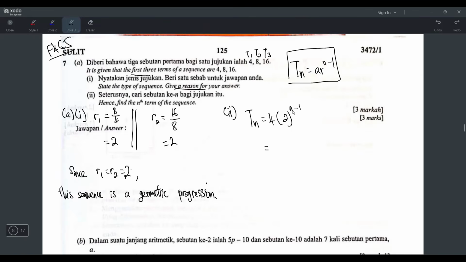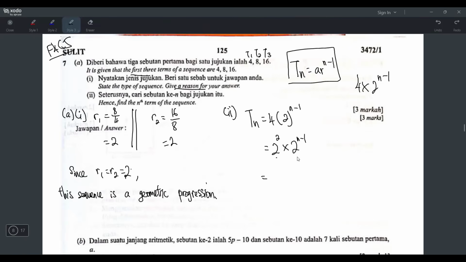Okay, actually this one can simplify, right? So it becomes like an indices question already. So 4 times 2 power n minus 1. You realize this is like an indices question, right? So how do you do when you do indices, log punya chapter? You always check whether dia punya base sama ke tak, and if you can change to same base, try to change to same base. And you can actually change this to same base because 4 can change to base 2. 2 power 2 is 4. And then multiply with 2 power n minus 1.